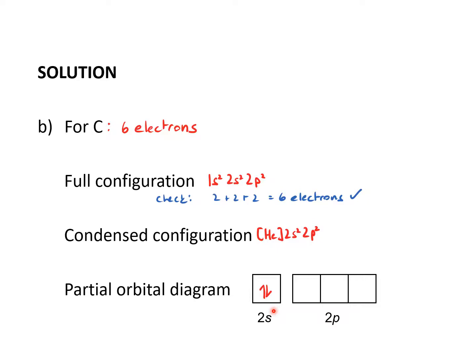Next, moving to the 2p atomic orbitals, we know that we have 2 electrons in the 2p atomic orbitals, and the first electron we place in the first box in the spin up or spin plus 1/2 position, and the second 2p electron we place in the next 2p atomic orbital, also in the spin up or spin plus 1/2 position. And this completes the partial orbital diagram for carbon.